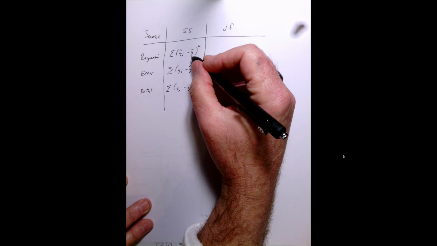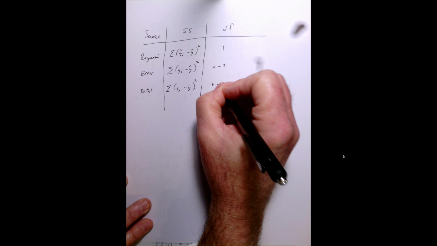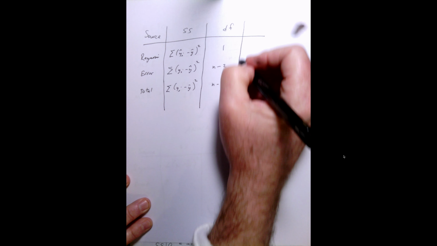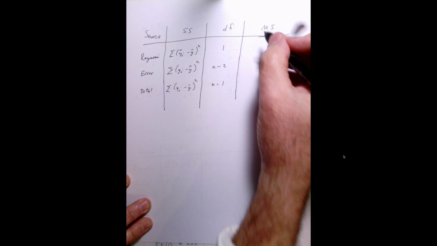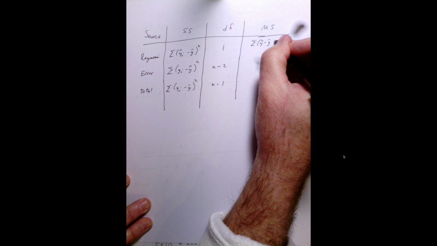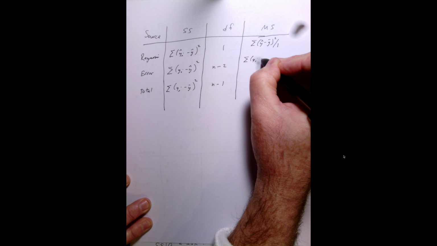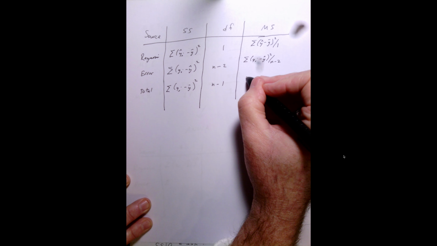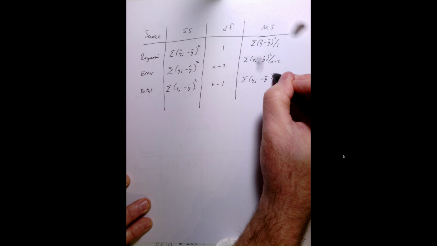The degrees of freedom for the regression is just 1. For the error it is n minus 2. And for the total it is n minus 1. The next thing we look at is the mean square. Well, the mean square is just the sum of squares divided by the degrees of freedom. So in this case, it's the sum of the y hat minus the y bars squared divided by 1. The mean square for the error is the sum of the observed minus the predicted squared divided by n minus 2. And the total is the sum of the y sub i's minus the mean, squared, over n minus 1.